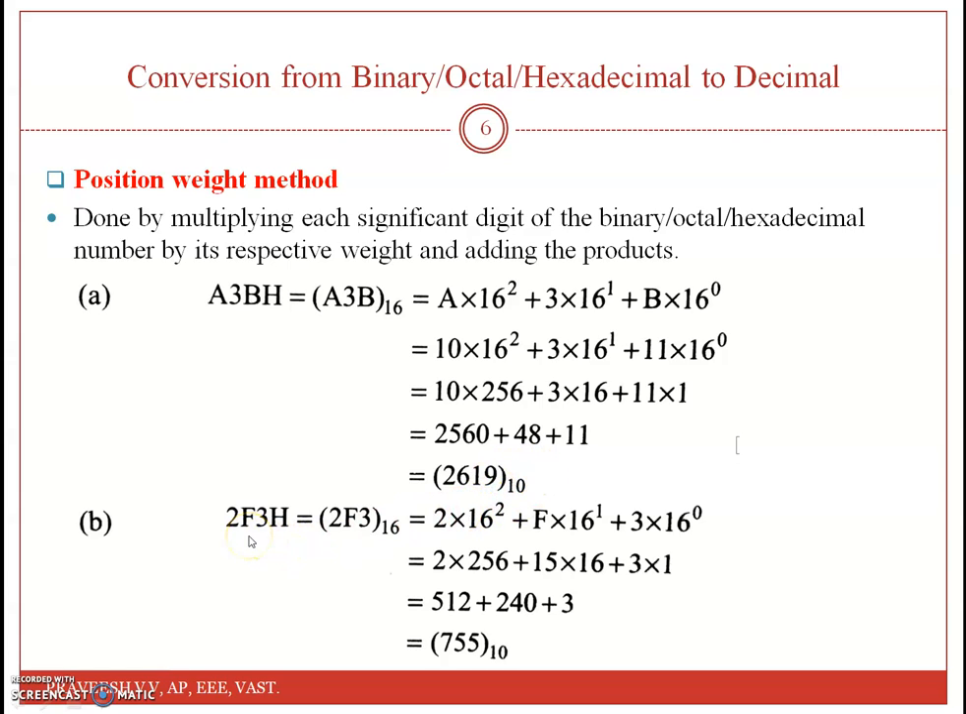In the second example, I have 2F3H. H means hexadecimal, so it is represented as base 16. Now multiplying each digit with the position weights 16 raised to 0, 16 raised to 1, 16 raised to 2, you will get 755 in decimal.